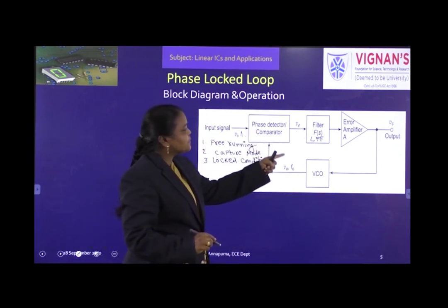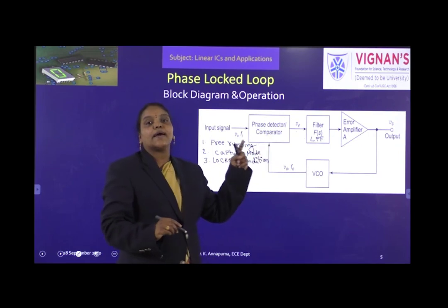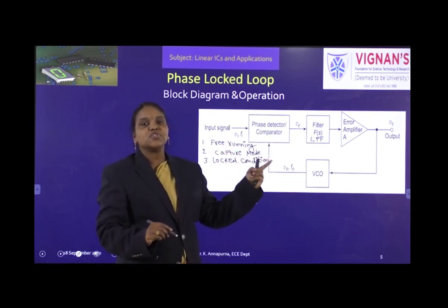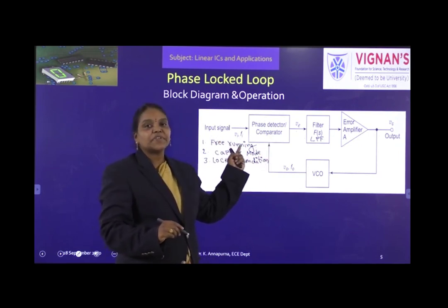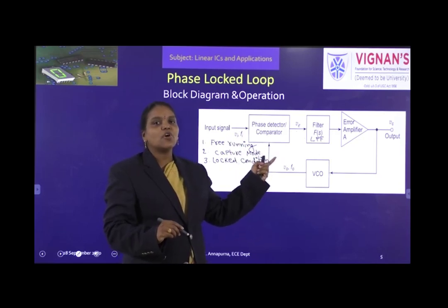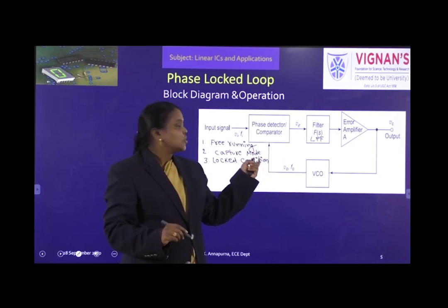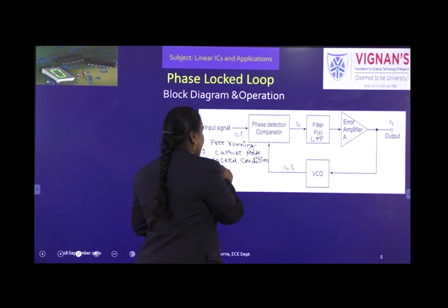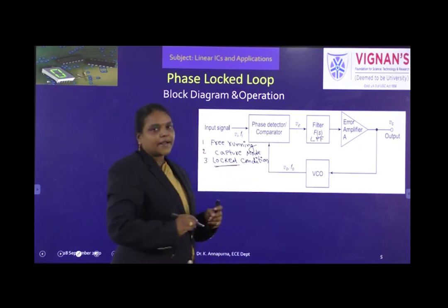Okay. So this process repeats until the error becomes 0. Error becomes 0 means the incoming signal frequency is equal to the VCO output signal frequency. So that condition is said to be the locked condition.